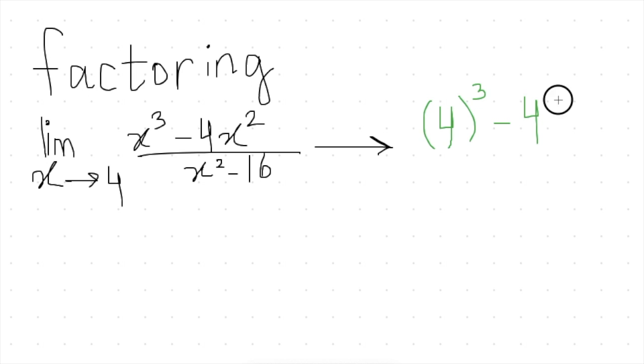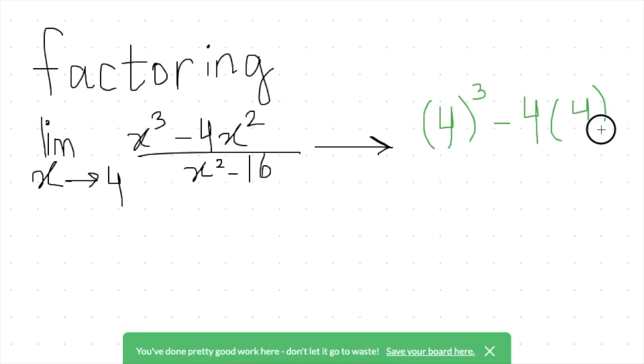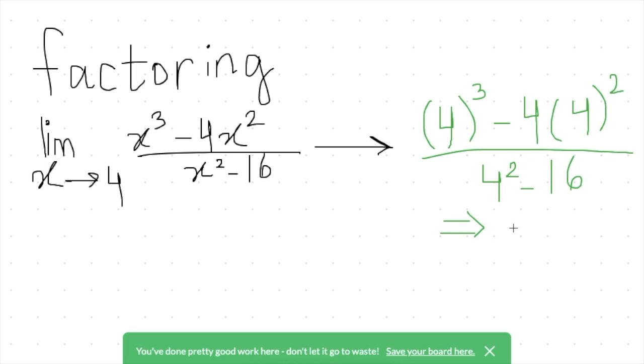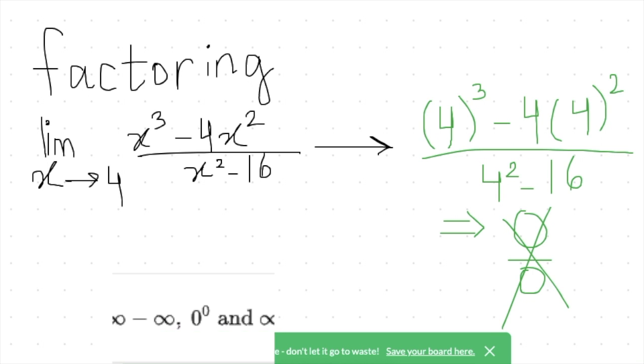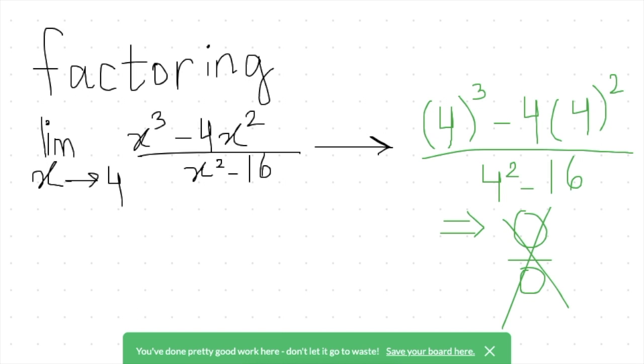4 cubed minus 4 times 4 squared over 4 squared minus 16. That actually gives you 0 over 0. And that is an indeterminate form. There are 7 indeterminate forms that usually come up with limits, and these are described in my blog post, which you can access at the link in the description below.